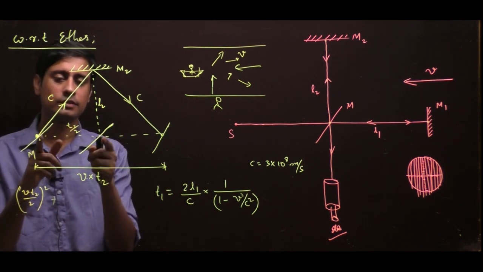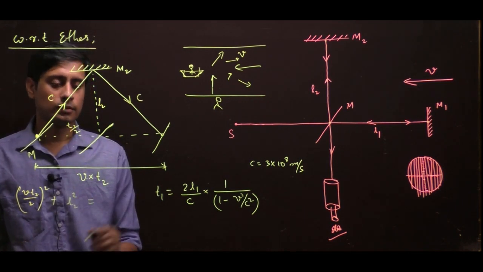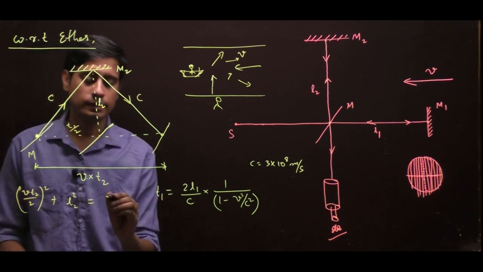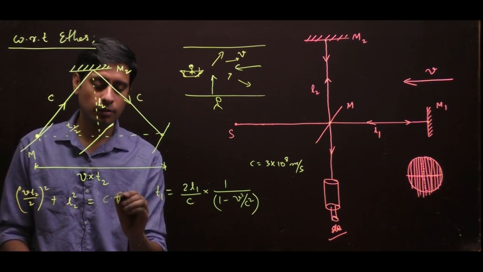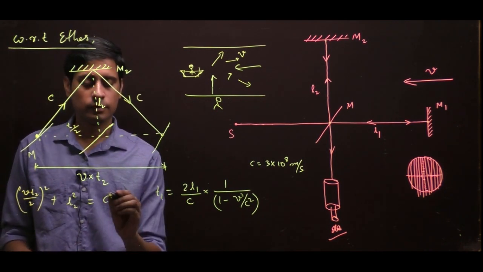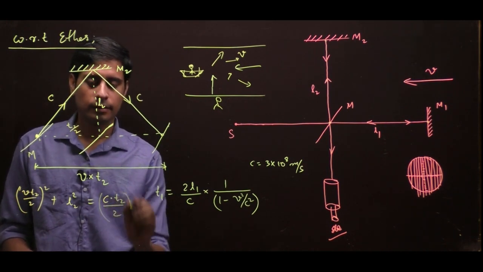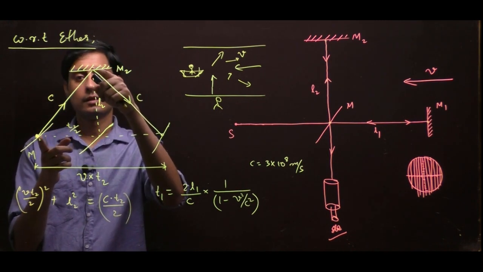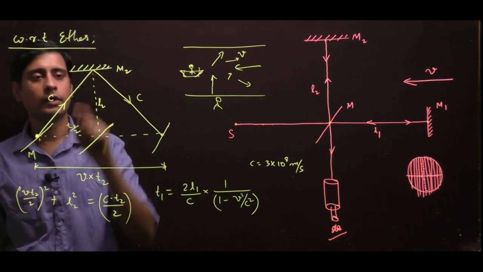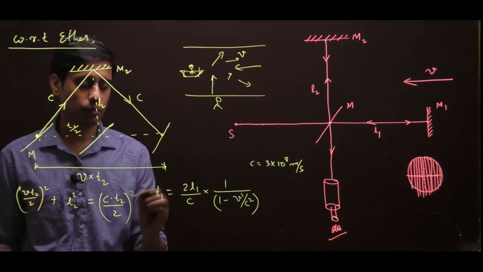this distance squared plus L2 squared must be equal to the distance moved by light in time t2, which will be c into t2 upon 2. This distance is c into t2 upon 2, because light is moving from this point to that point and the time taken is t2 upon 2. So this must be (c t2 upon 2) whole squared.